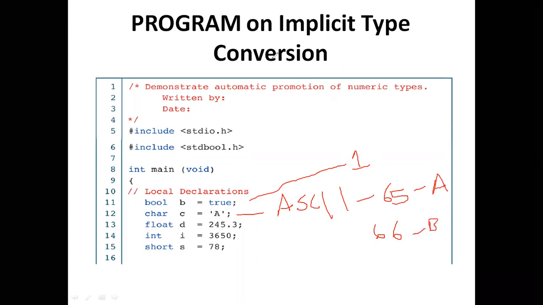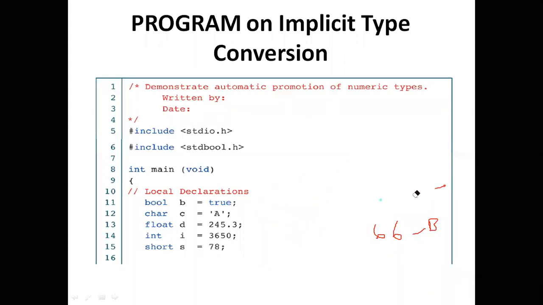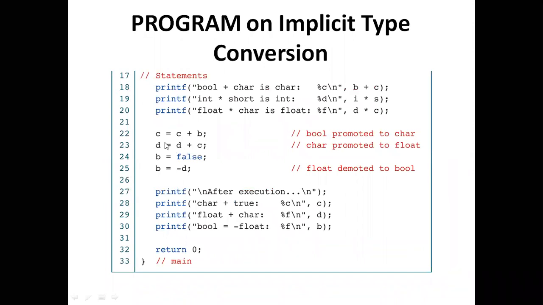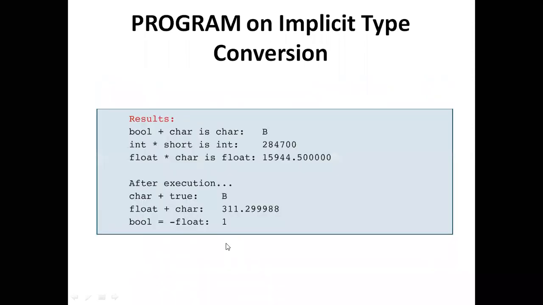If you are adding a character C plus B, if you are writing this statement, here we are having boolean plus character B plus C. That's why it is displaying the value as B.